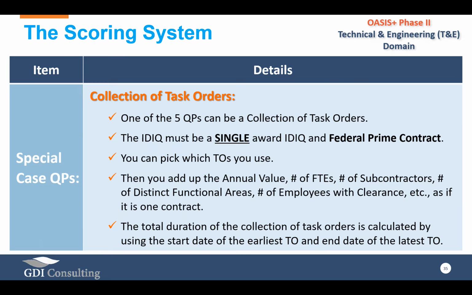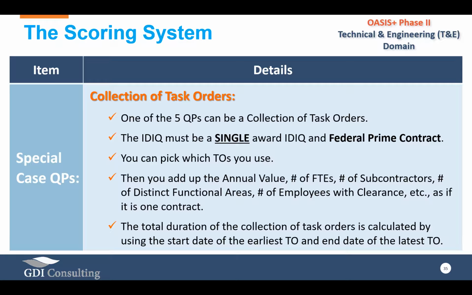Okay, there's also one special case that I want to cover. If you have a single award IDIQ or BPA, and my emphasis is on single award, and you being the prime, then you're allowed to bunch up the task orders together and consider it as one of the 5 QPs. You can do this just once, so just one of your QPs can be like this, 1 out of the 5.